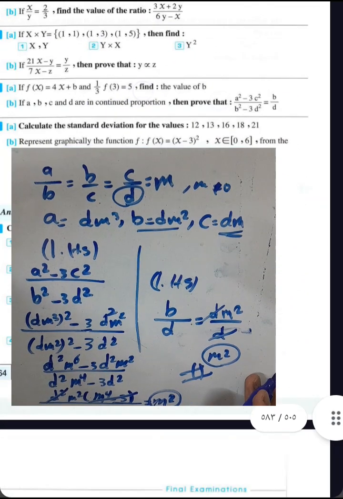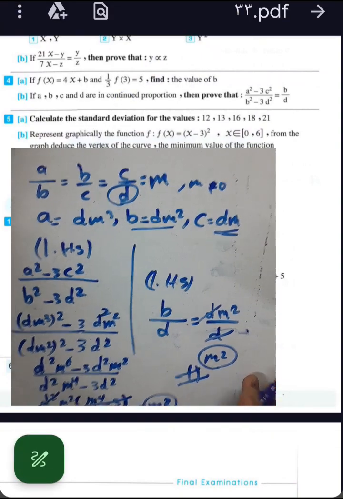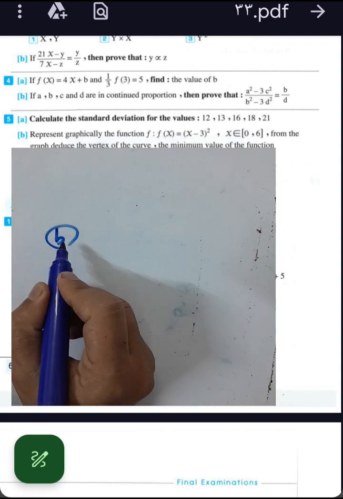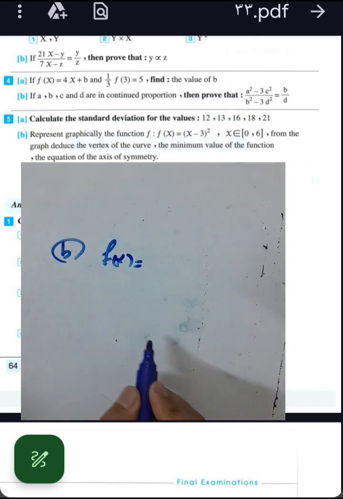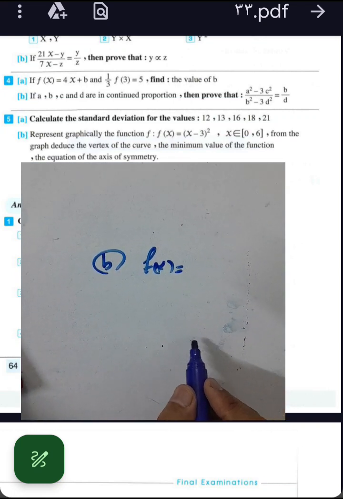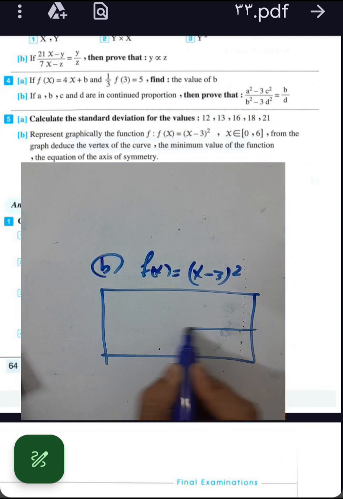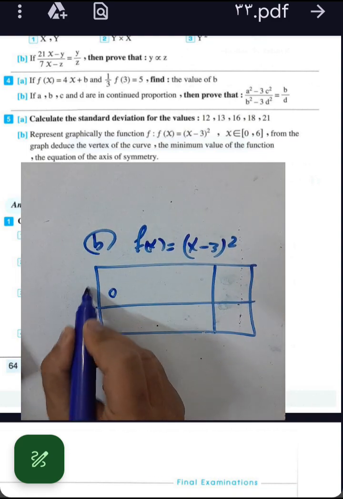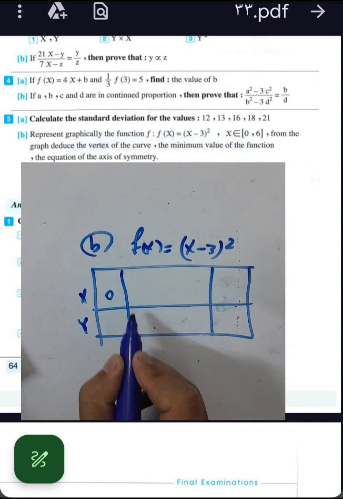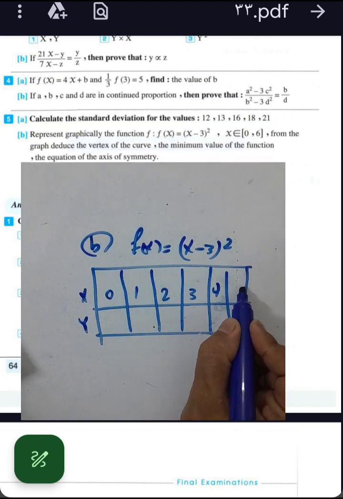Question, you can solve it, it's easy for you. Find the division for the value. And next question, letter B, represent graphically this function. f of x equals (x minus 3) squared, and they give us the interval from 0 to 6: 1, 2, 3, 4, 5 and 6.